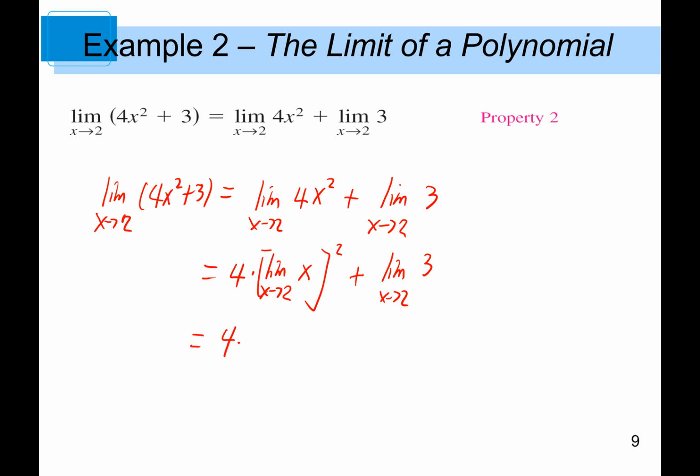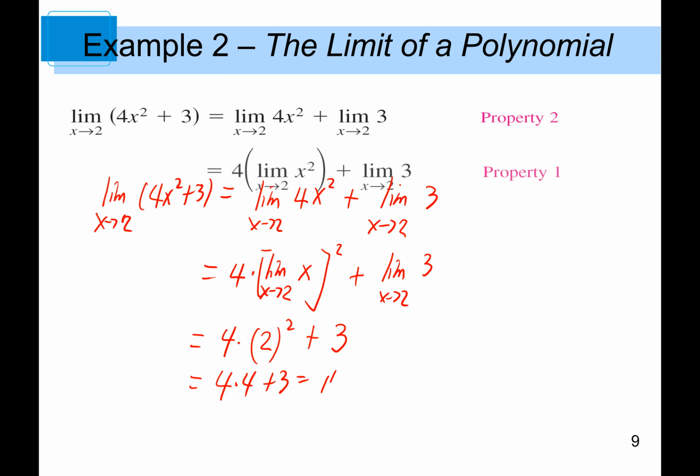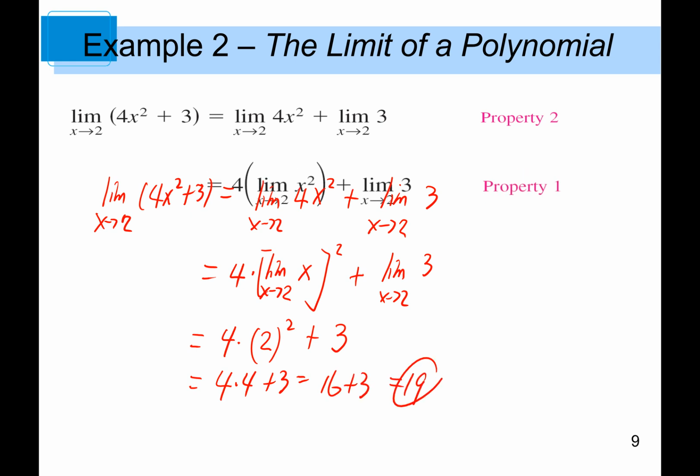So it becomes 4 times the limit of x squared when x approaches 2, where we replace x with 2, so it becomes 2 squared. The limit of a constant is that constant. It becomes 4 times 4 plus 3, so 16 plus 3, which gives us 19. Okay.